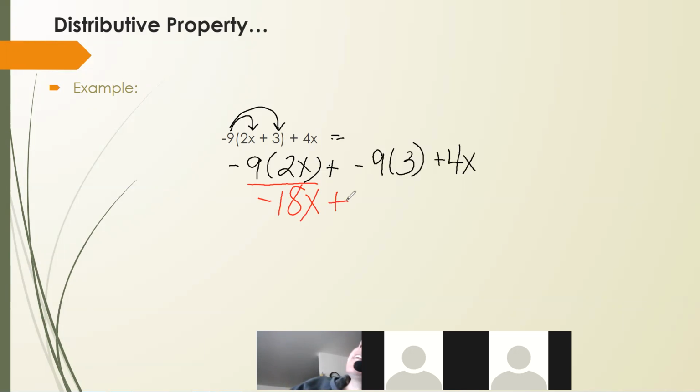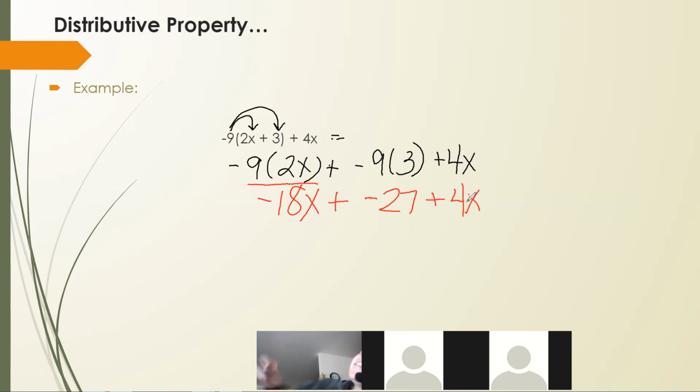plus, now we're going to go negative 9 times 3. What's negative 9 times 3? Negative 27. Beautiful. And then that 4x is still at the end. Am I done with this one, guys? All done? Now we can go home, go to sleep? No, you are right. Why am I not done?